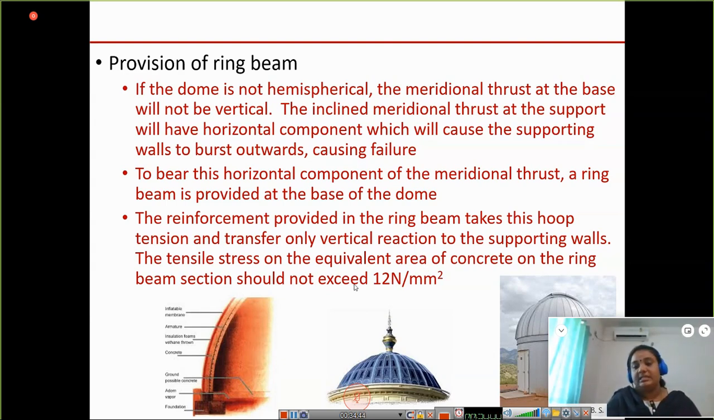The equivalent area concept comes from the working stress method of design, and I don't think the S6 students have studied the working stress method of design in their first, second, and third modules. So here we need to study the working stress method of design, and the working stress method is used for the design of the domes. And it says that the tensile stress should not exceed 12 Newton per millimeter square.